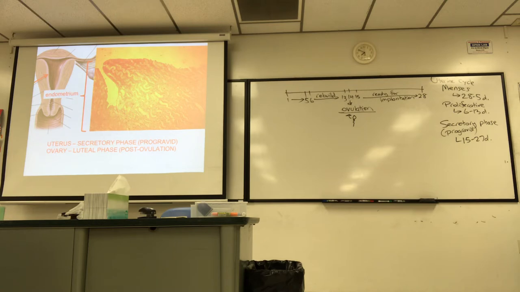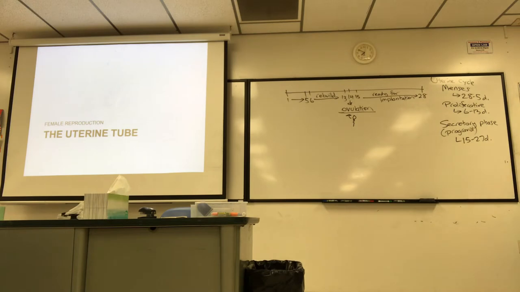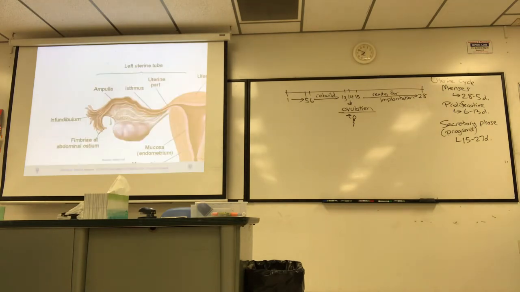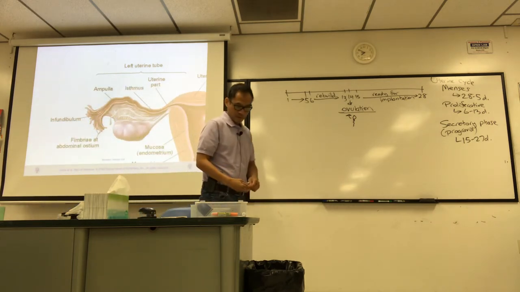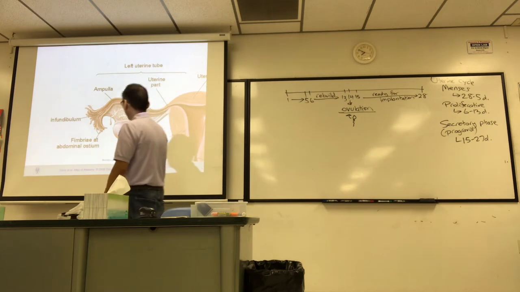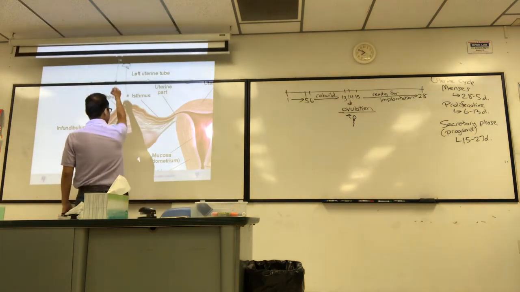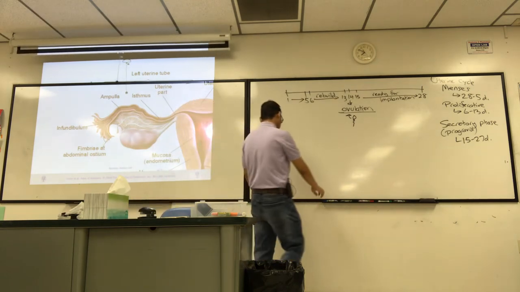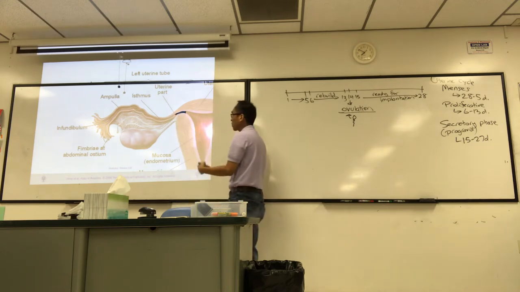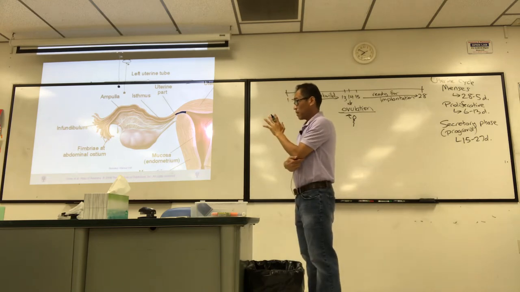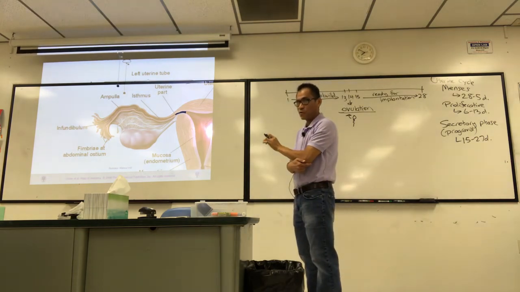Let's move on to the uterine tube, which is associated with the uterus. Let's look at it. There are different parts. I like how they point to the different parts, but it doesn't give you much. There's this part here, and there's the uterine wall. That part that actually has to go through the uterine wall is called the uterine part of the uterine tube.